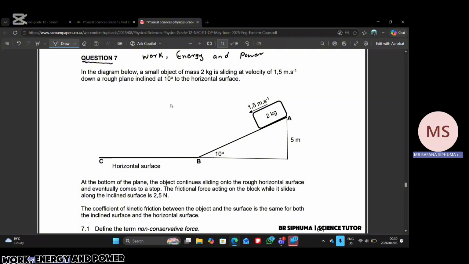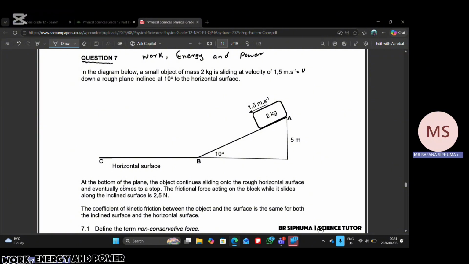So question 7 is: in the diagram below, a small object of mass 2 kg is sliding at a velocity of 1.5 meter per second down the rough plane inclined at 10 degrees to the horizontal. So this is more like Newton's laws, because work, energy and power is more interesting and more challenging at the same time. All right. So look at this. I have a velocity of my object at the incline. I have a velocity there of 1.5.